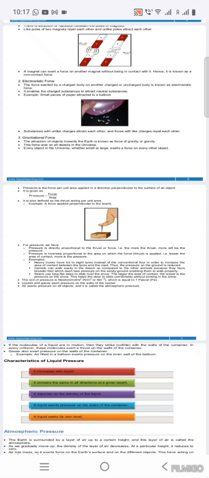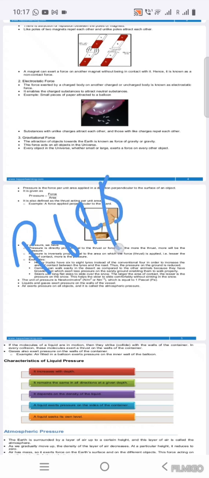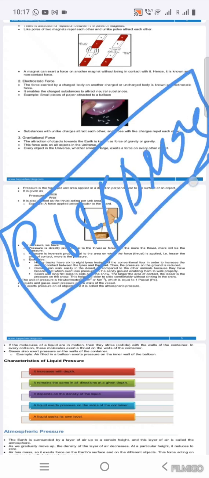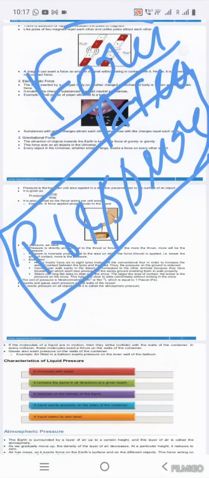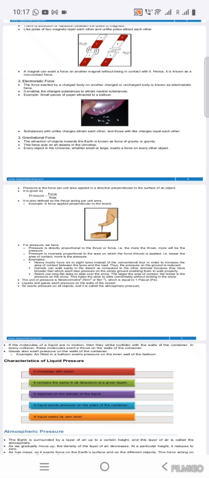Now another fundamental physical quantity, that is pressure. What is pressure? Pressure is force acting per unit area. Force acting per unit area, that is pressure.